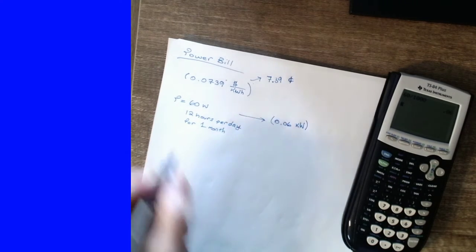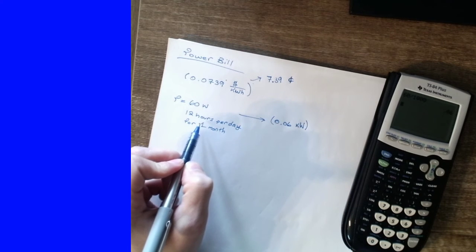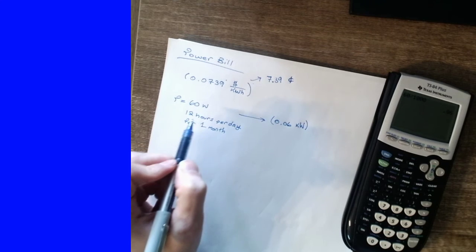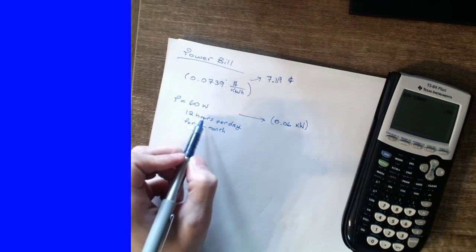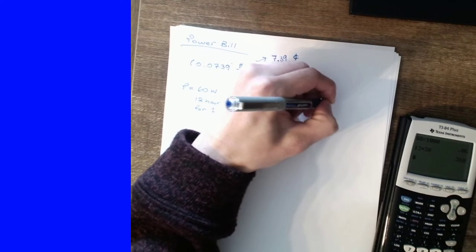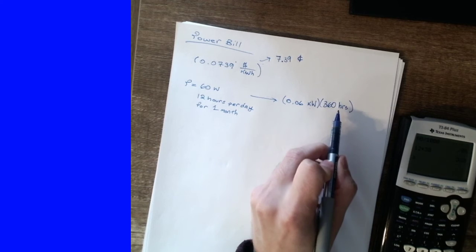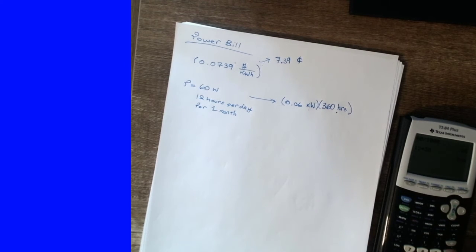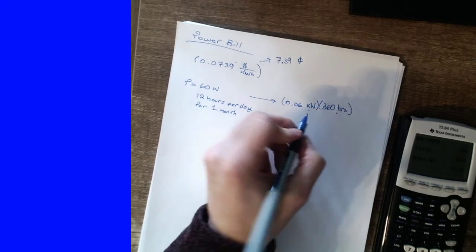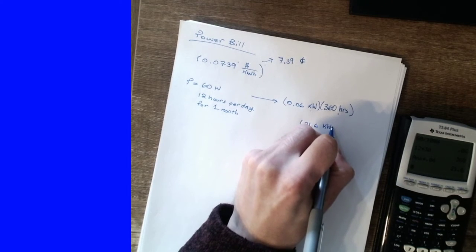Now what we do is we take that and we multiply it by however many hours that light bulb was on for the whole month. So actually we have to do 12 hours per day times maybe the 30 days in a month. So it's 360. So we multiply by 360 hours. This represents the kilowatt hours. So if I do that multiplication, it's 21.6 kilowatt hours.